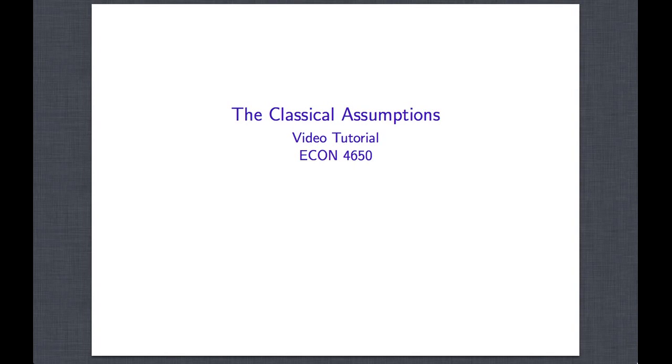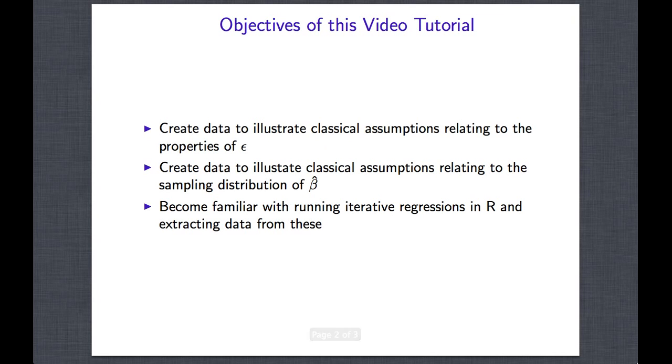Hello and welcome to the Classical Assumptions video tutorial for ECON 4650. The objectives of this video tutorial are that you'll be able to create data to illustrate classical assumptions relating to the properties of the error term epsilon, to create data to illustrate classical assumptions relating to the sampling distribution of beta hat, and that you'll become familiar with running iterative or repeated regressions in R and extracting data from these.